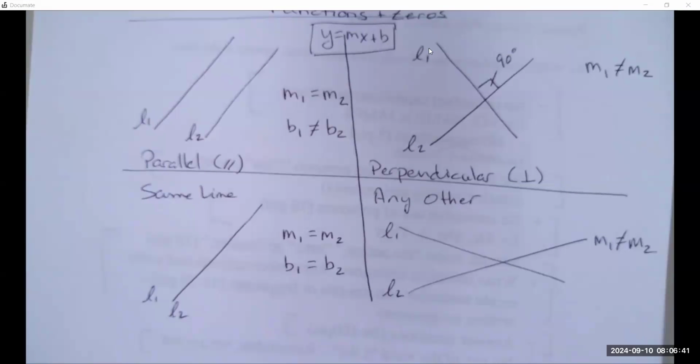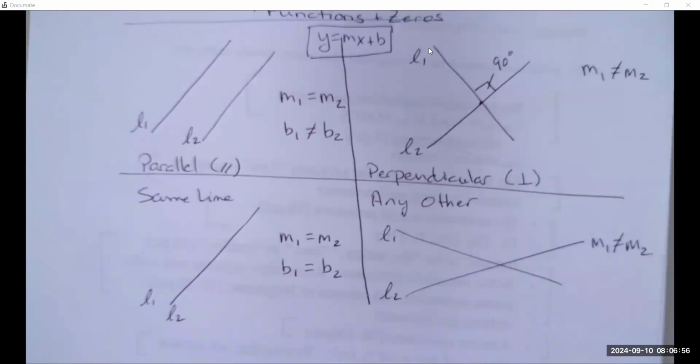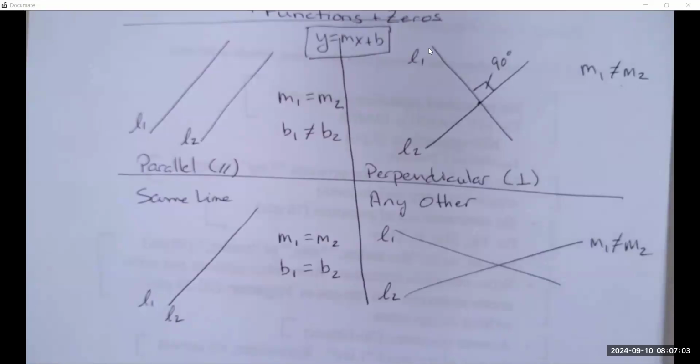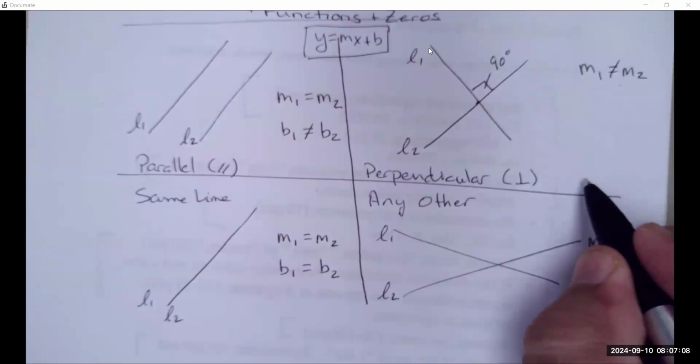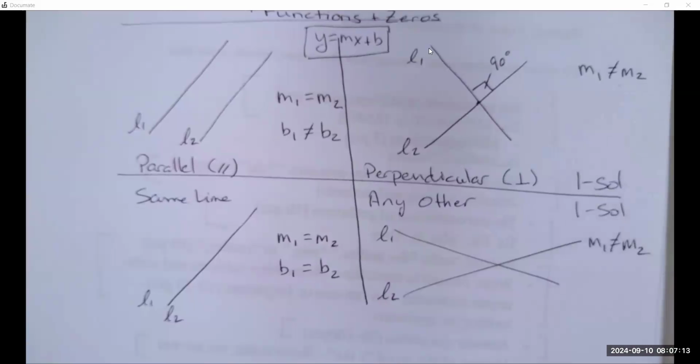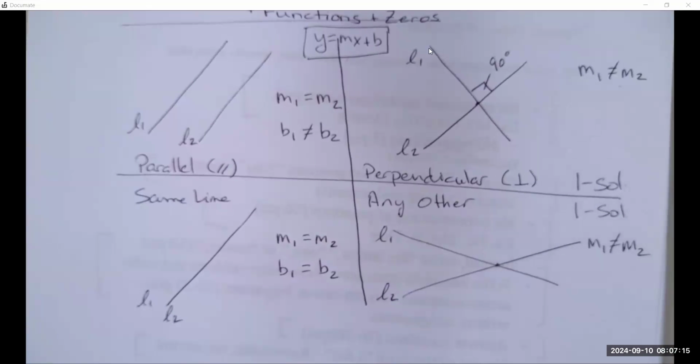Now, if their slopes are different, does the y-intercept play any part in the next part? Why? But what if the y-intercept is right there? It's not, they will reach the same point. But if the slopes are different, they have to intersect at some space and time. If the slopes are different, you're guaranteed one solution. And solutions are where they intersect.